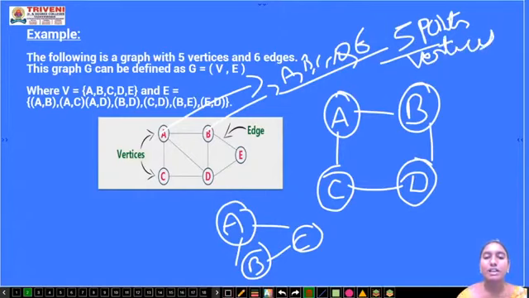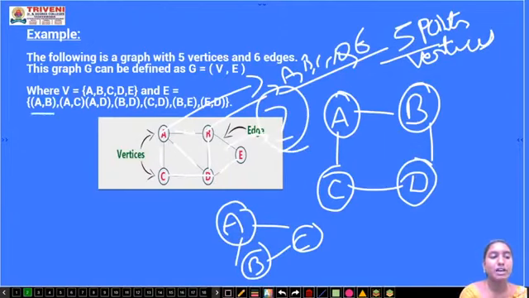Next, how many edges are combined here? 1 2 3 4 5 and then 6, and then 7. Totally 7 edges are combined, with 5 points. So how many points? 5. How many edges are there? 7 edges are there: 5 vertices and 7 edges.